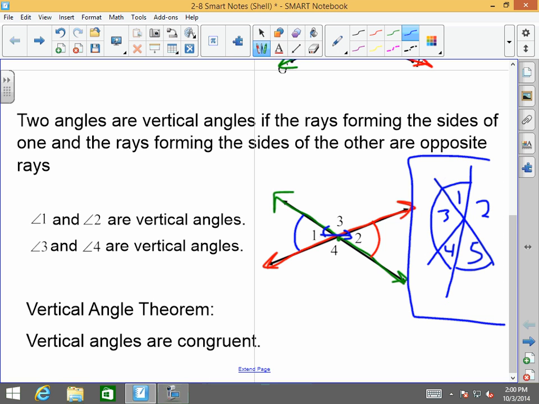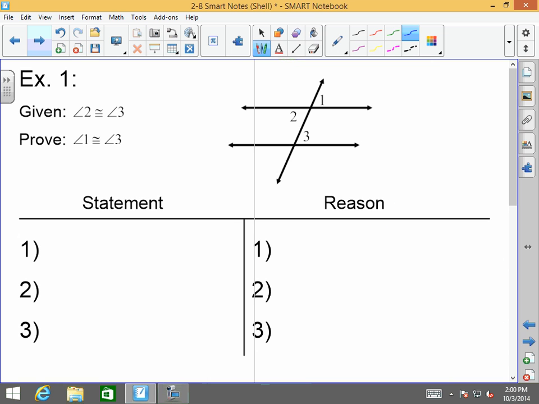Okay, this is a great example. Angle 1 and angle 5 are vertical and therefore they are congruent. But angle 2 and angle 3 are not vertical, therefore not congruent. Angle 2 and angle 4 are not vertical, therefore not congruent. But if I said to you, angle 2 and the combination of angle 3 and 4, those would be vertical and those would be congruent. Does that make sense? All right. Let's check out an example.